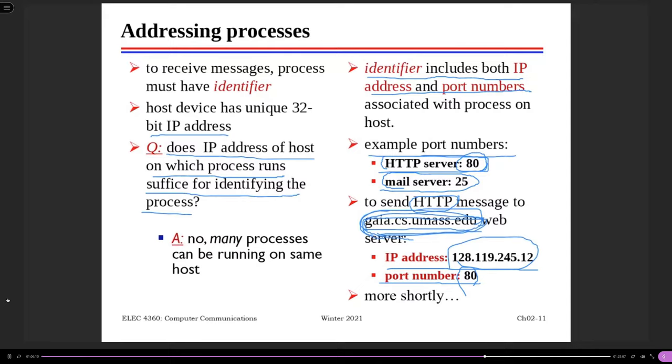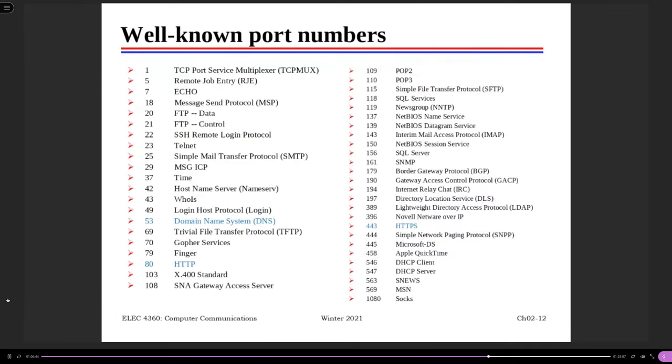The target is a computer, but on that computer there could be many processes running. It could have email, or games, or many different kinds of software, different processes running. But with this port number, you can connect to the right one. That will identify it as the HTTP server, to be treated as the HTTP server. Well-known port numbers.